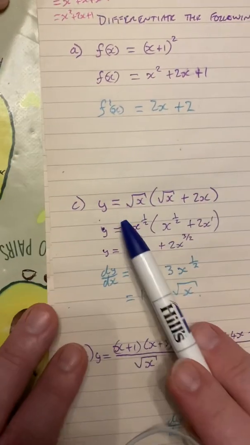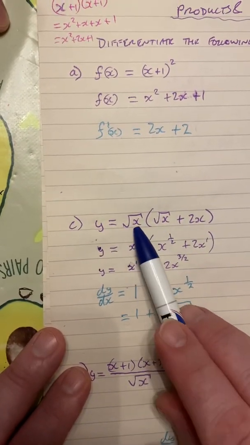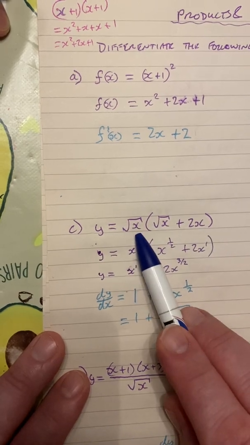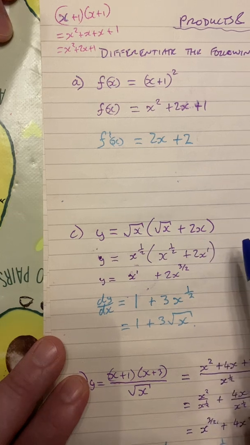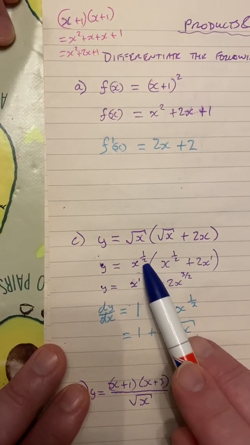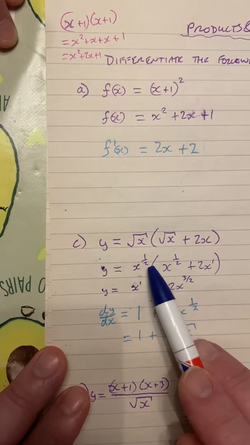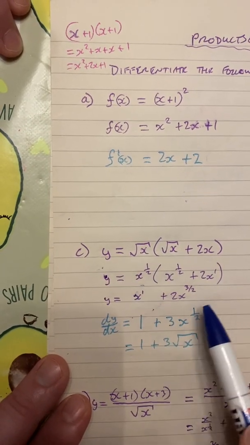For c, again, we have to multiply out our bracket. So let's put these in power form. So it's x to the half, and 2x to the 1. Don't have to put the 1, you should remember that. X to the half times x to the half, base to a power times the same base to another power. Remember, add the indices. So those two multiplying becomes x to the 1.